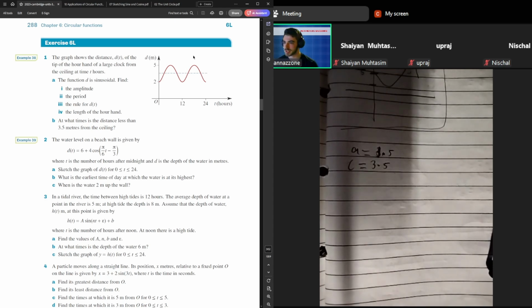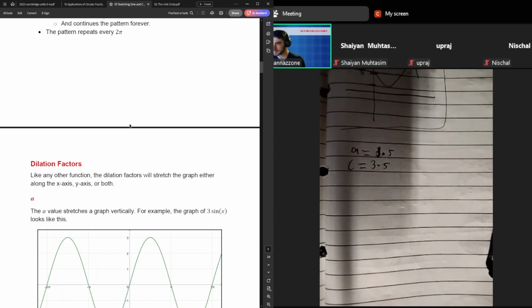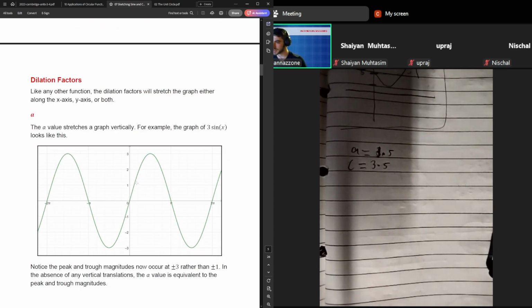Anyone remember what it is by definition rather than by this particular question? Okay, let's have a look. By definition, the period is how long it takes the circular function to complete one cycle. That can be peak to peak, middle to far middle, or trough to trough. It doesn't actually matter where you start as long as it does one complete cycle of the circular function.